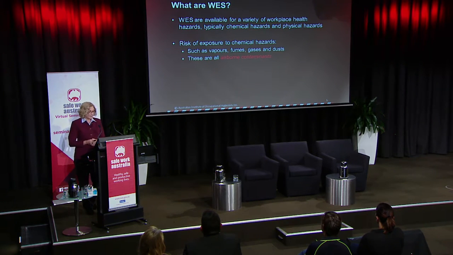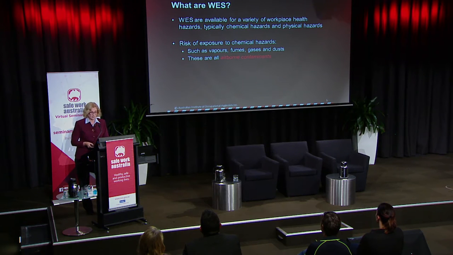Workplace exposure standards exist for a variety of hazardous workplace chemicals and various hazards. They're typically broken into chemical hazards such as dust and solvents, and physical hazards such as noise, heat stress, and radiation. Today, we're only discussing the risk of exposure to chemical hazards such as vapours, fumes, gases, and dusts. These are all airborne contaminants, which we can inhale into our lungs.